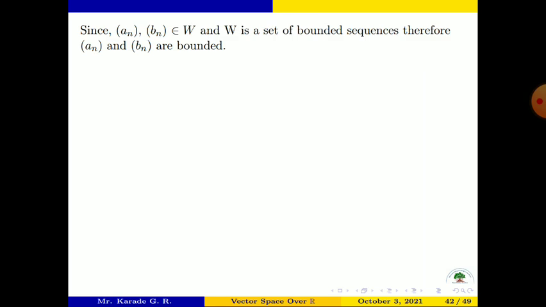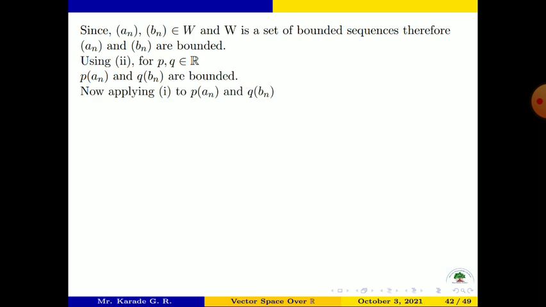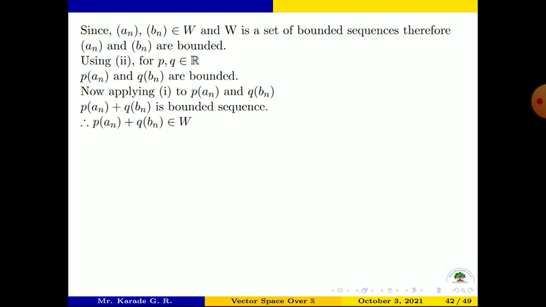since sequences An and Bn belong to W and W is the set of bounded sequences. Therefore, sequences An and Bn are bounded. Therefore, using the second property, for p, q belonging to R, p An and q Bn are also bounded. And now applying the first property to p An and q Bn, their addition of bounded sequences is also a bounded sequence. Therefore, this sequence belongs to W. p An plus q Bn is a member of W because it is a bounded sequence of real numbers. Therefore, by the theorem on subspaces, W is a subspace of V, as required.